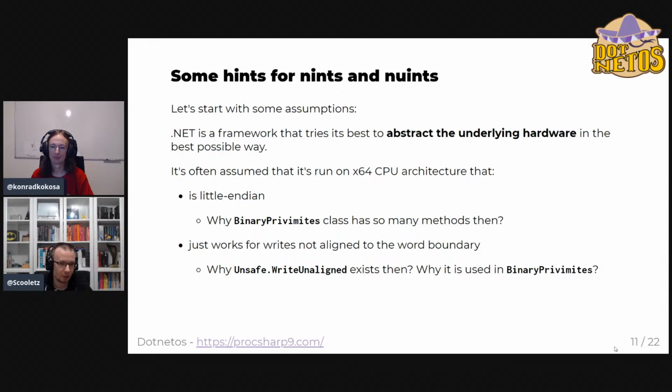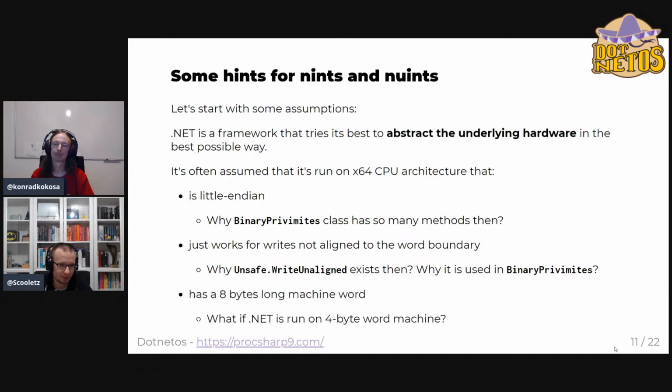So that was the second one, and there is a third one as well. With x64, there is the assumption that we have a 64-bit machine, so the machine word will be 8 bytes long. But we could ask: what if we run .NET on a 4-byte word machine? Again, .NET properly abstracts the majority of these cases with different APIs, but in this case we need to dive a bit deeper.